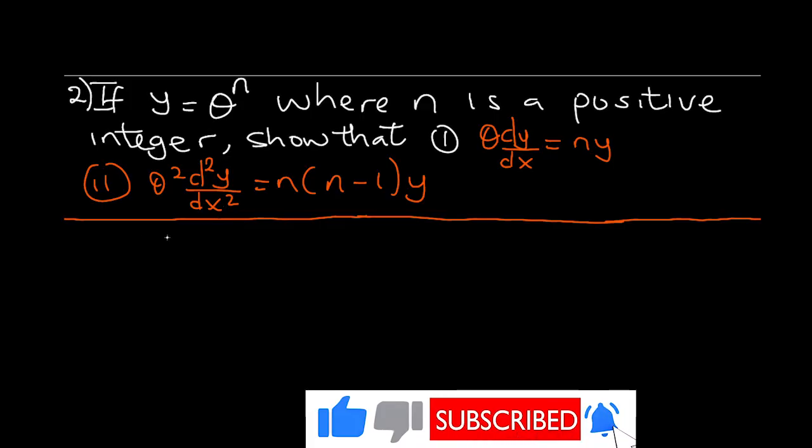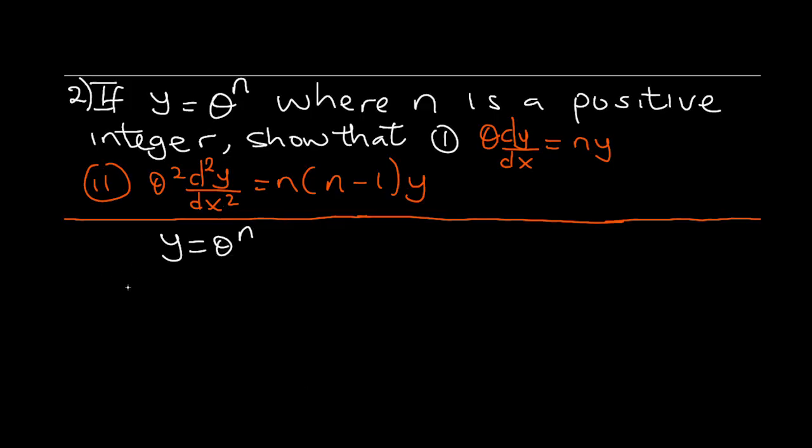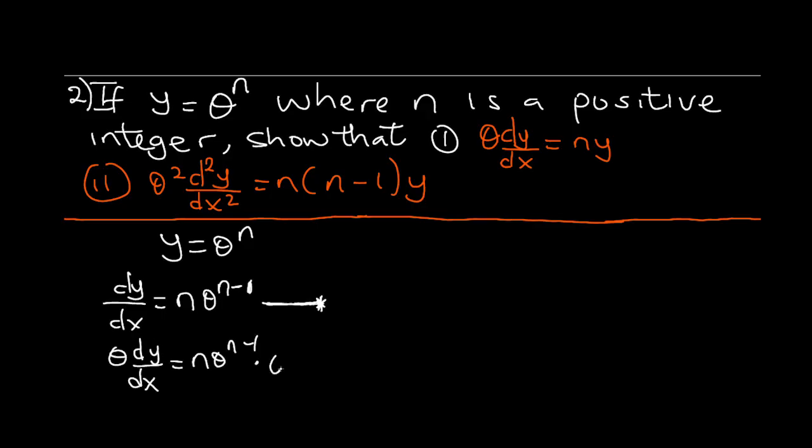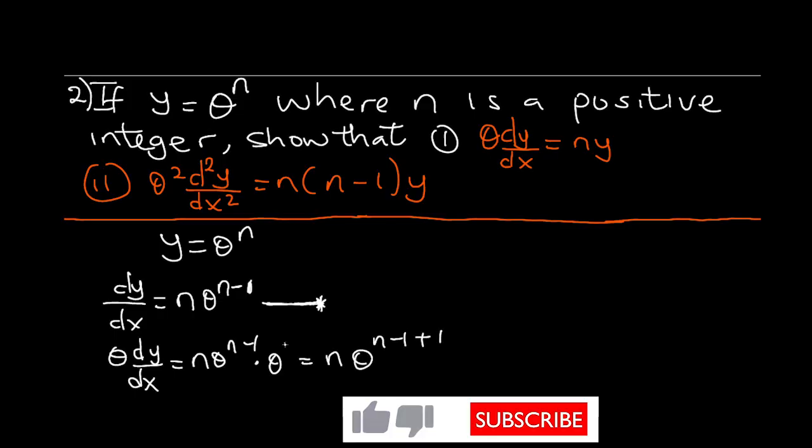This is the given function. Let's get the first differential, which is dy/dx, and that will be equal to, using the general differentiation formula, the power comes to the front, and the same expression with the power minus 1. So theta times dy/dx will give you this times theta. Then apply the law of exponents, then you have theta to the power n minus 1 plus 1. Don't forget that this one has a power of 1. Every number has a power of 1.